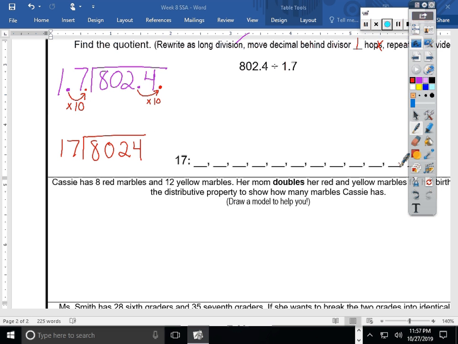So counting by 17s here, 17, 34, and then I have to think, oh my gosh, it's like adding 20 and taking away 3. So 54, take away 3, 51, add 20, 71, take away 3, 70, 69, 68, add 20, take away 3, 68 plus 20 is 88, take away 3, should be 85, add 20, take away 3, 85 plus 20 is 105, take away 3, 102, and I might have to come back to this.